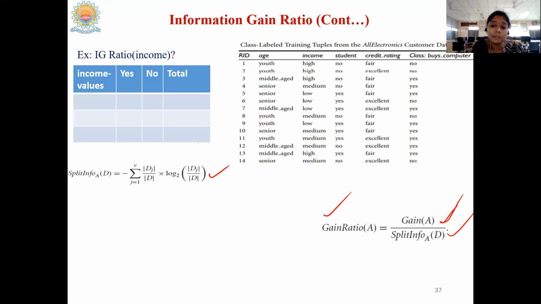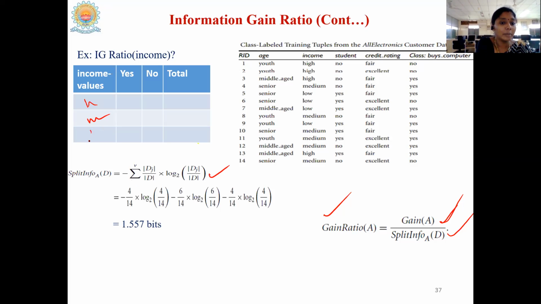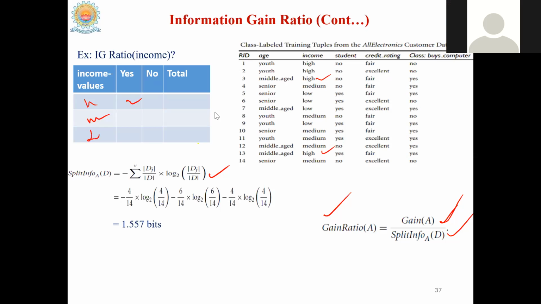What are the values for income? High, medium, and low are the values for income. And how many yes classes are there for high? 1, 2. Yes, 2. And how many no's are there? 2.